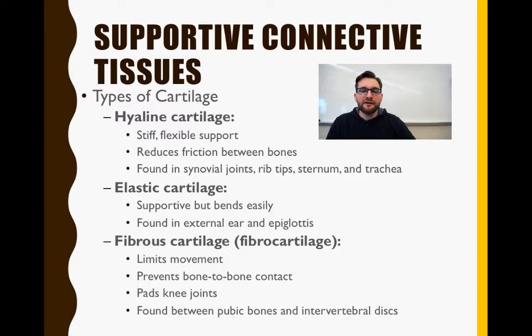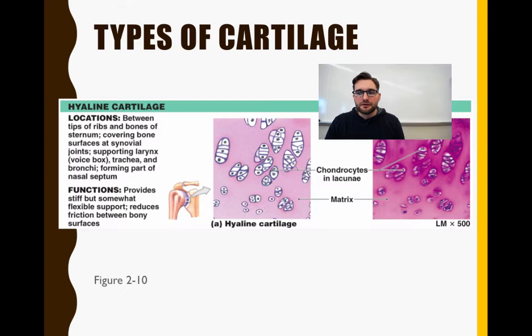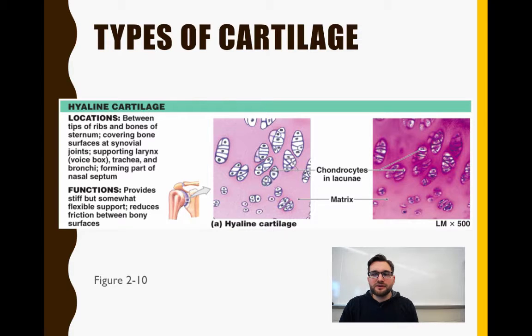And then finally we have fibrous cartilage, or fibrocartilage. This type of cartilage limits movement. It can prevent bone-to-bone contact. It's found in the pads of our knees, and it's also found between the pubic bones and the intervertebral discs. So this is very important cartilage for not allowing bones to come in contact with one another, not allowing bones to kind of grind against one another. So we're going to look at images of each of the types of cartilages.